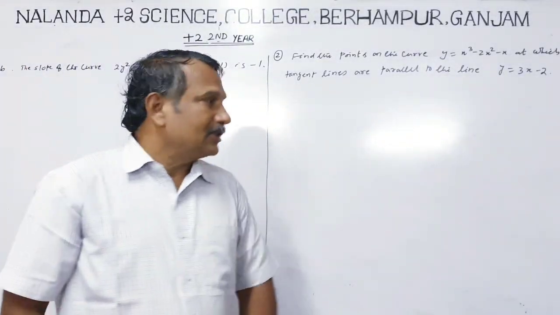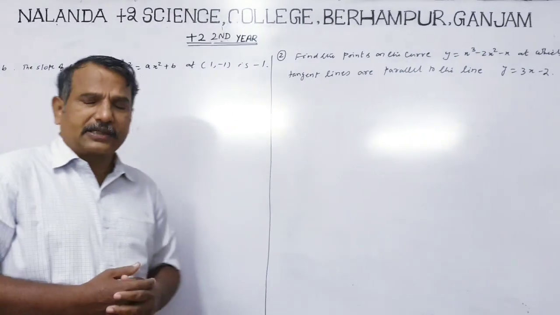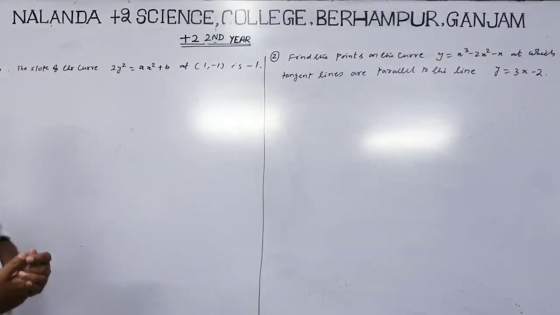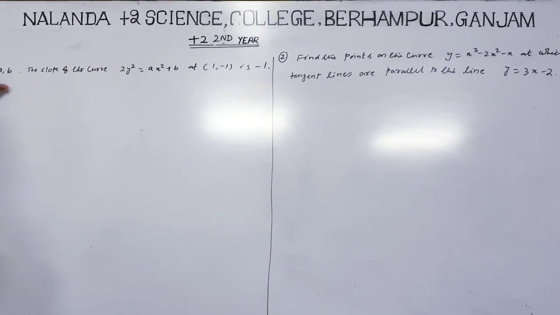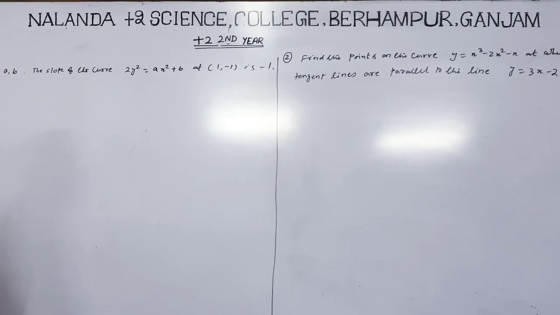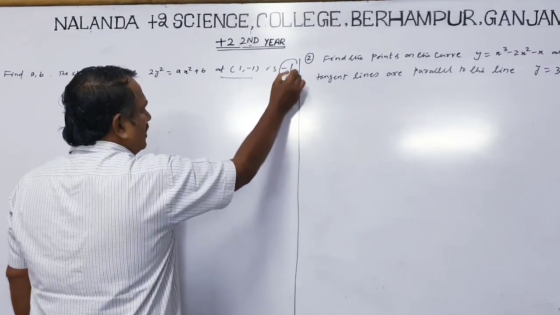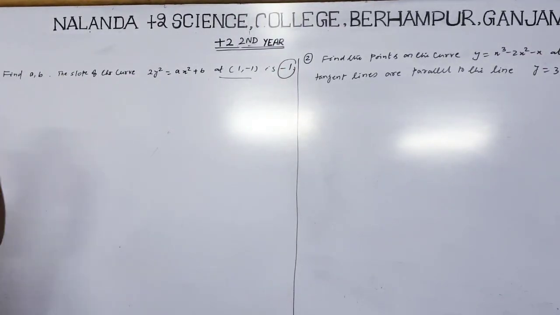Good morning, students. Now here the discussion is about the application of the tangent and normal. Find the value of a and b. The slope of the curve at (1, -1) is -1. So slope of the curve means dy by dx.